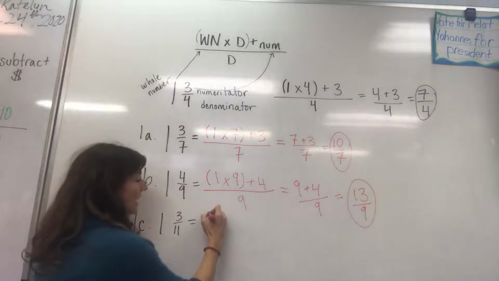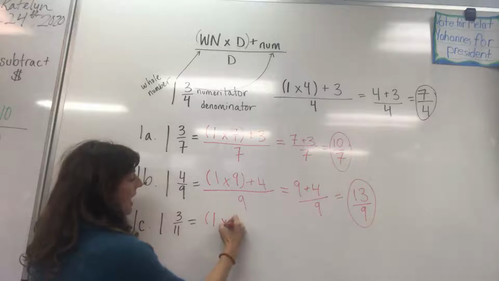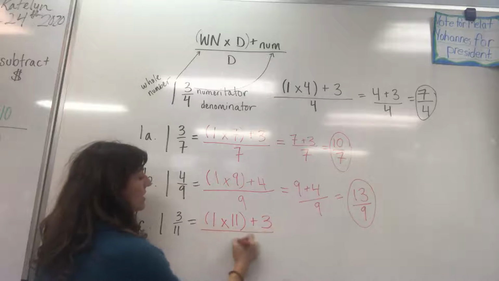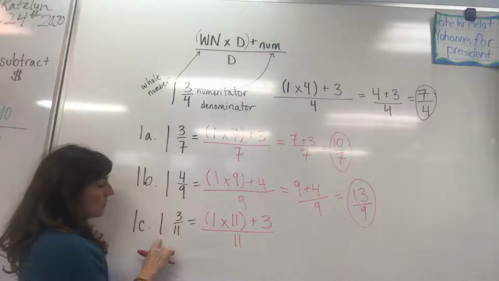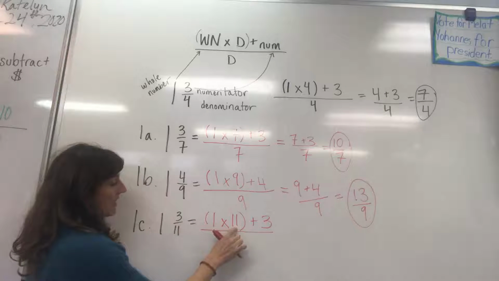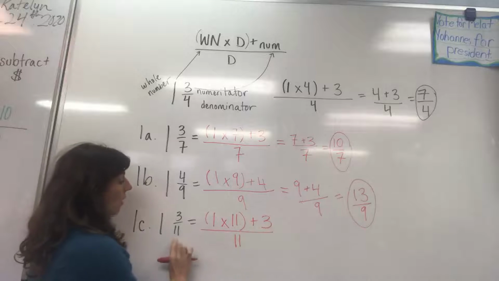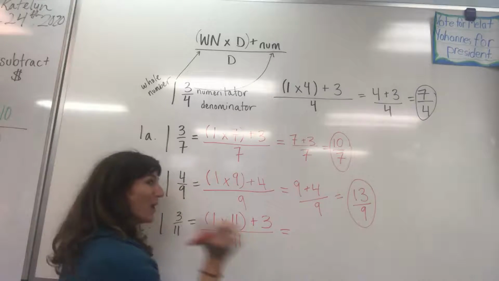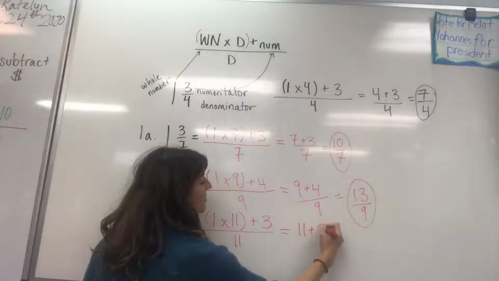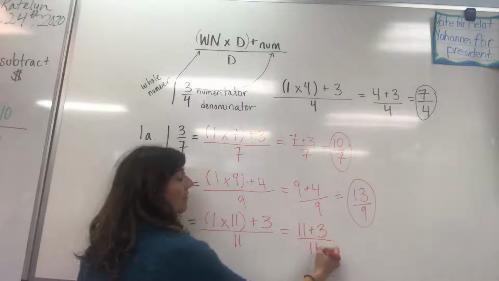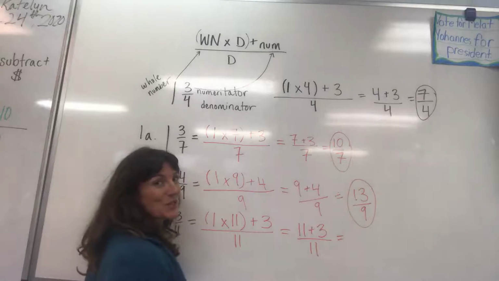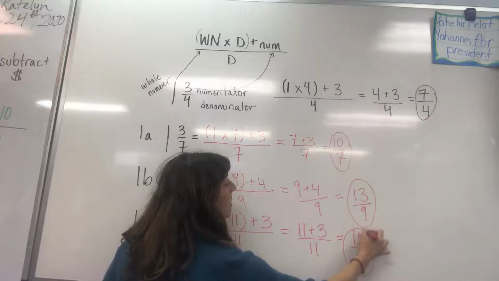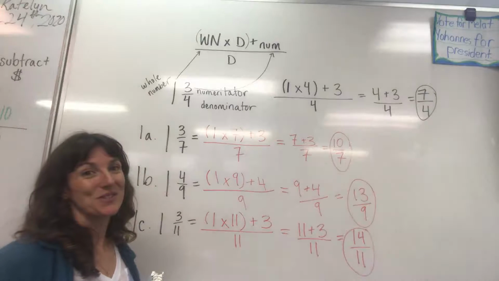Here we go. In the parentheses, whole number times denominator plus numerator over denominator. This is my whole number 1. This is my denominator 11. This is my numerator 3 all over my denominator. Okay. 1 times 11 is, I hope you said 11. Add the 3 and keep your denominator the same. And then 11 plus 3 is 14, all over your denominator, which has stayed the same the whole time. And then you circle your final answer.